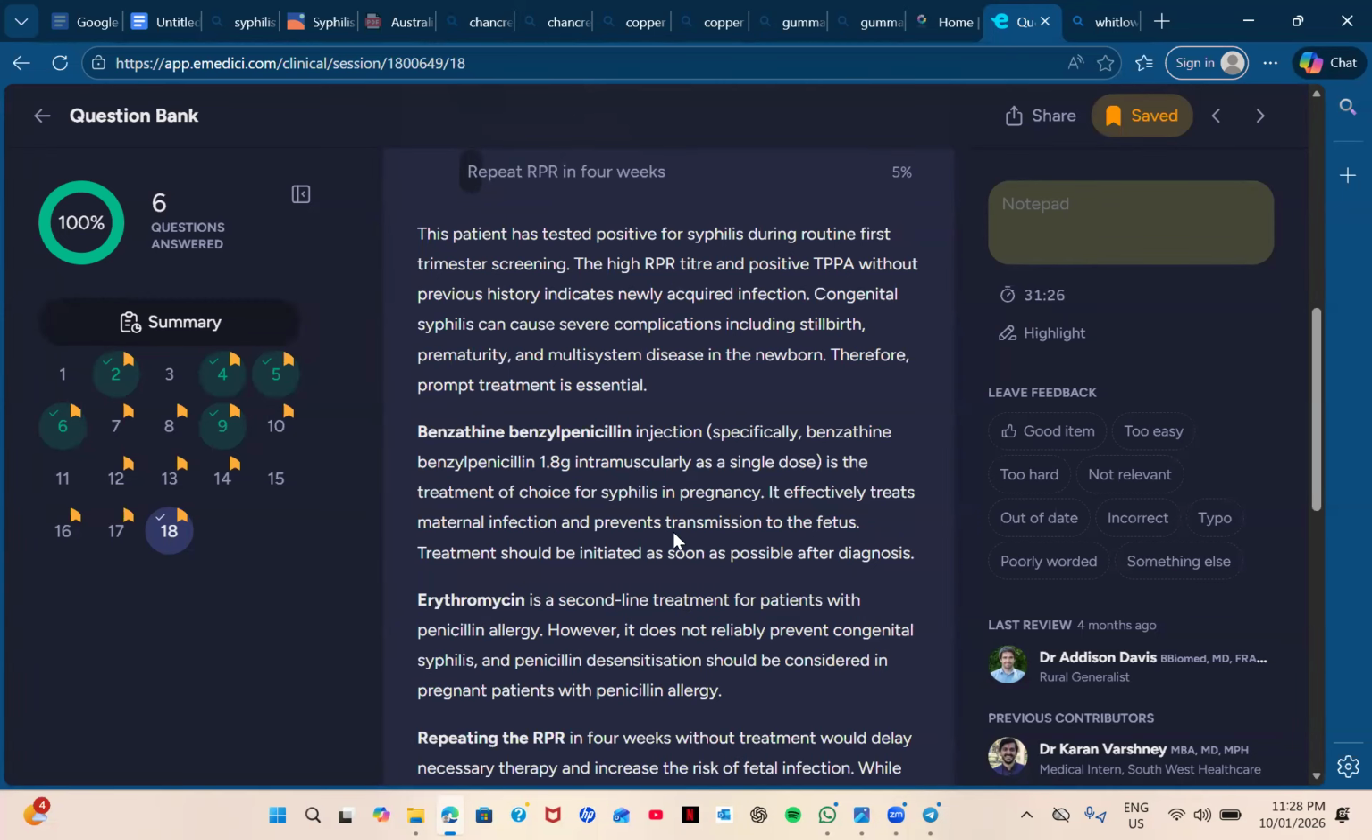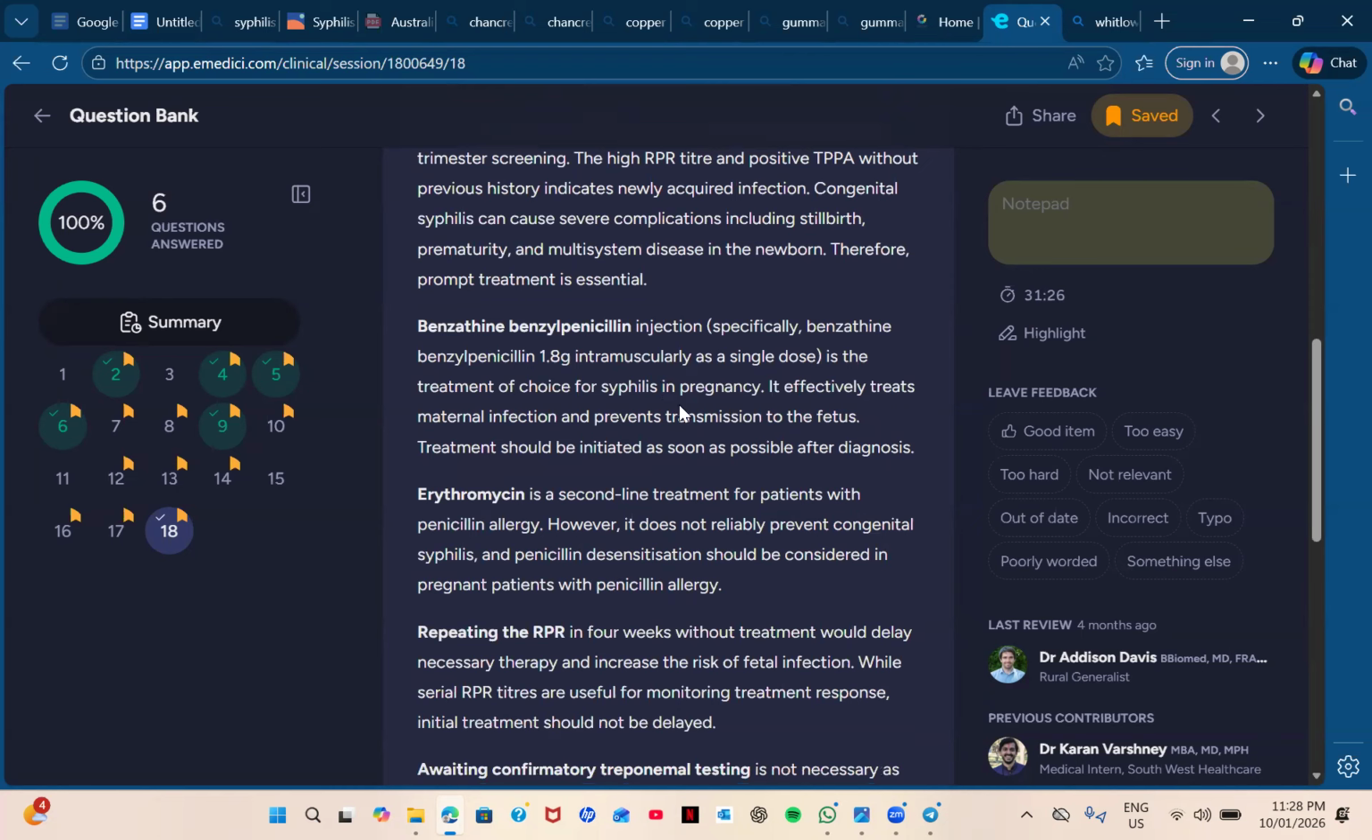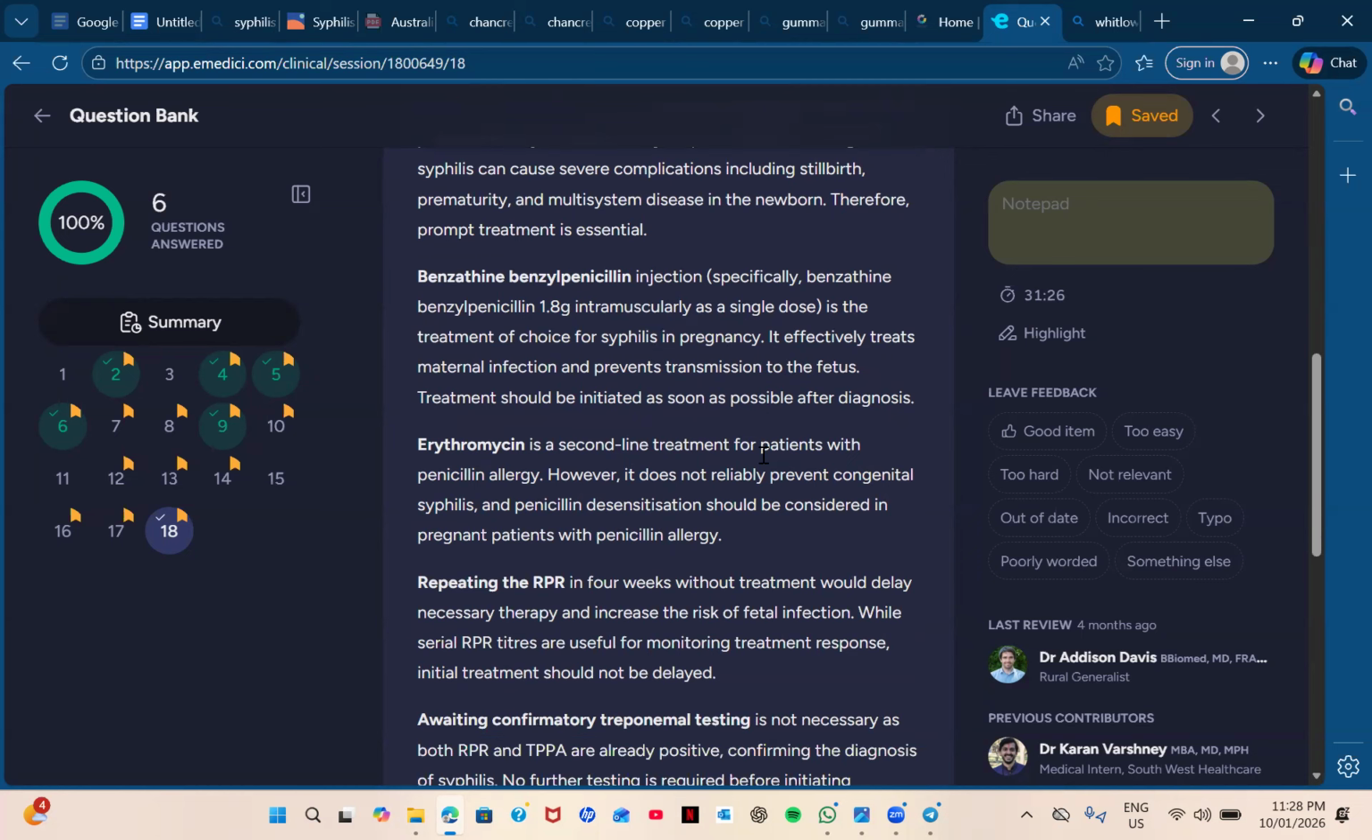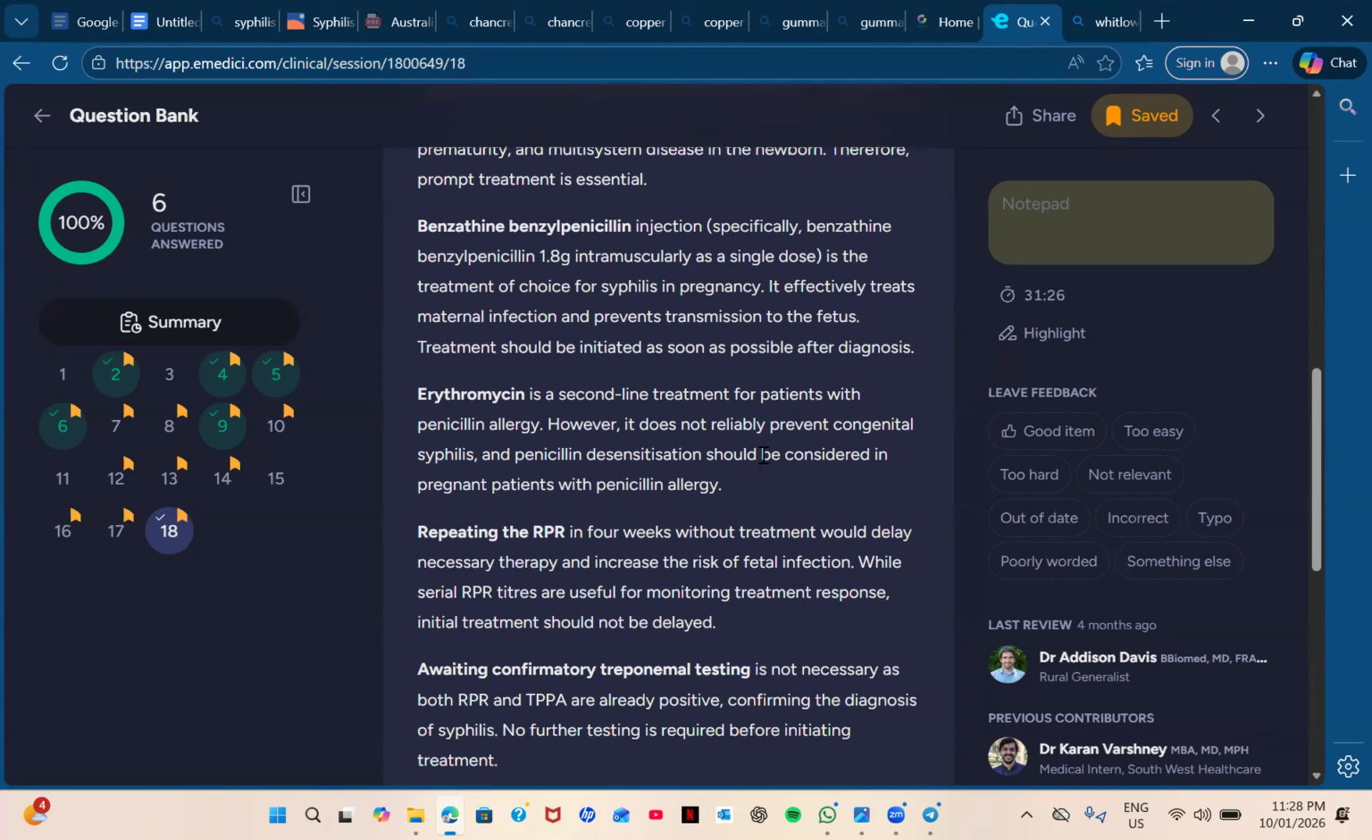prompt treatment is essential. Benzathine benzyl penicillin injection, especially 1.8 gram intramuscularly as a single dose, is the treatment of choice for syphilis in pregnancy. It effectively treats the maternal infection and prevents the transmission to the fetus.